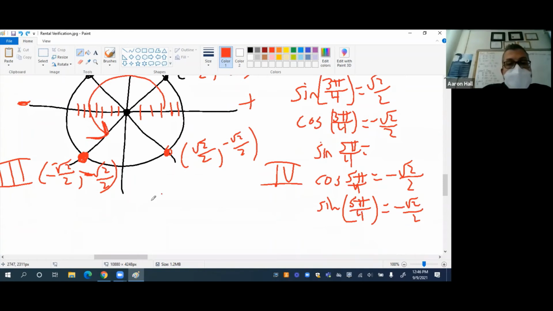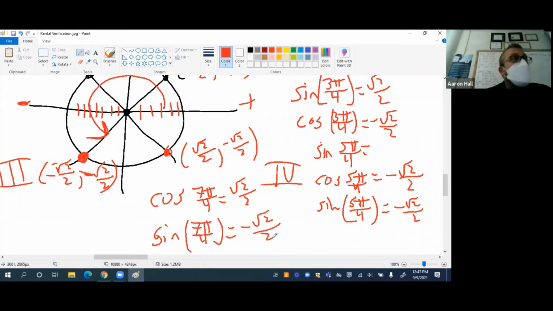So I have cosine of 7 pi fourths is what? Square root of 2 over 2. What is sine of 7 pi fourths? Negative square root of 2 over 2.